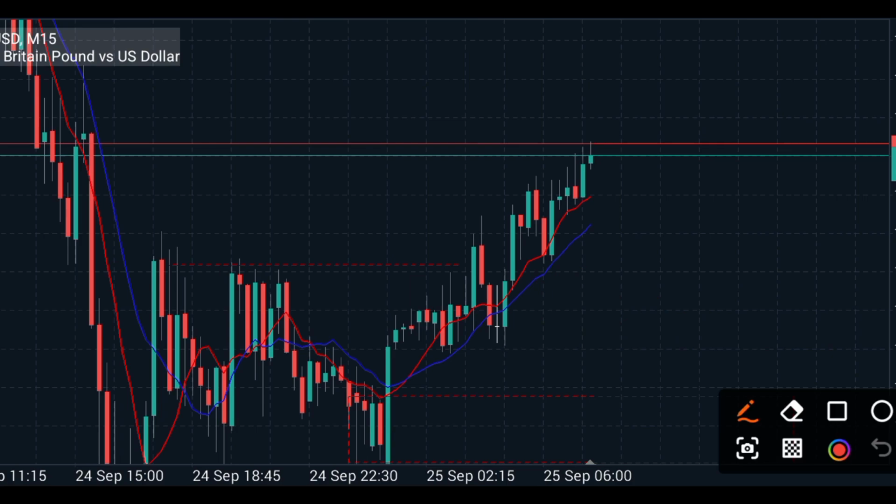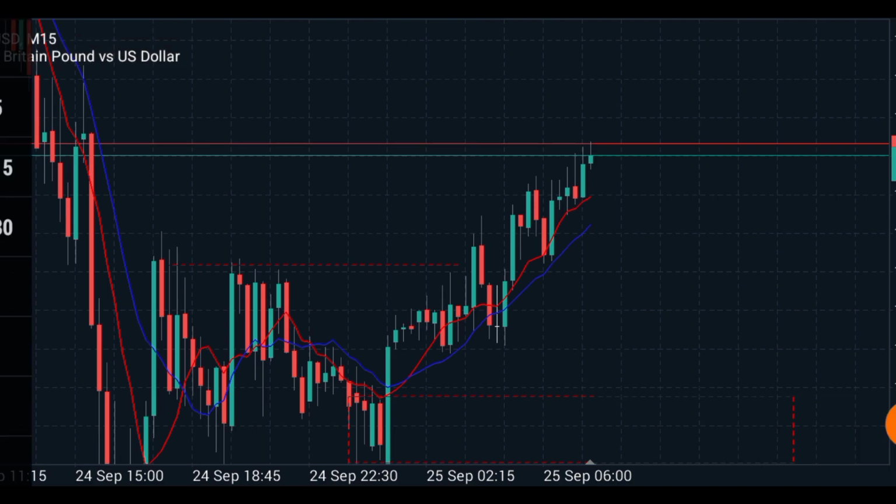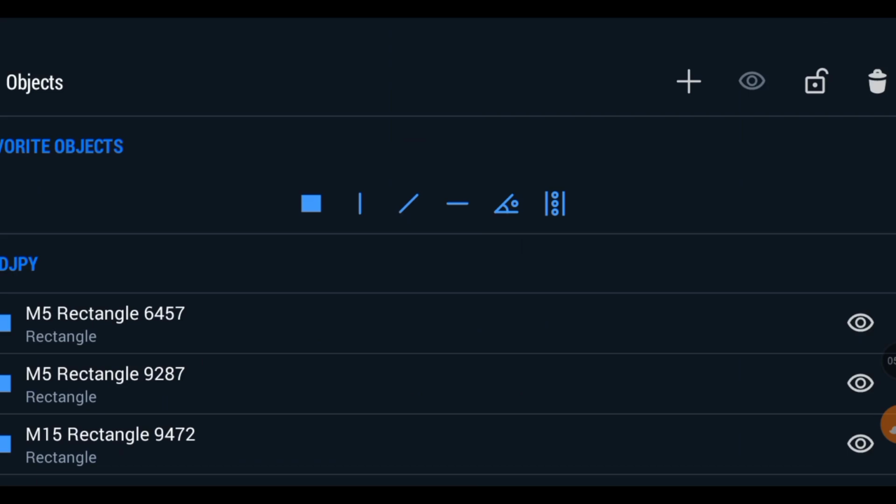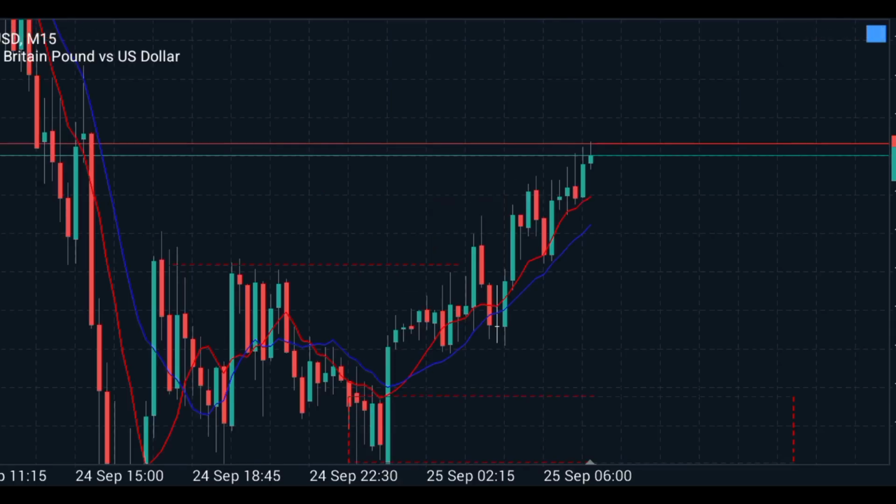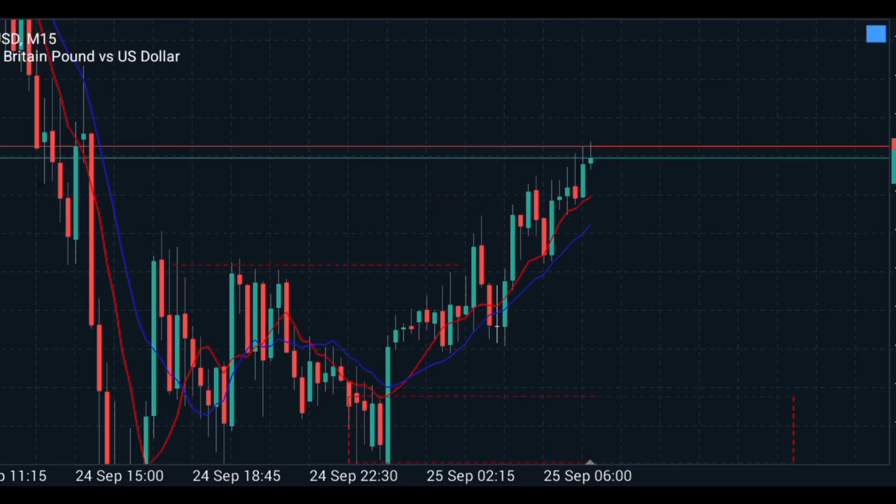So now it's not so clear here on the 15 minutes time frame. This is on the 15 minutes time frame. So I'm trying to teach what you can possibly do to manage your trade properly.